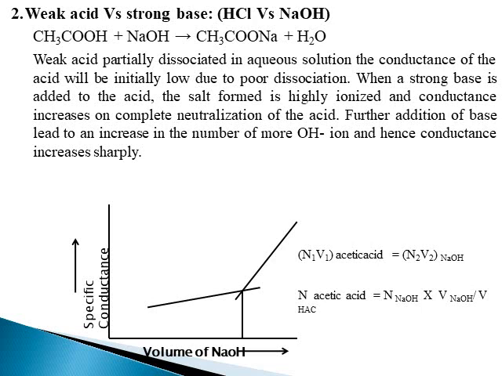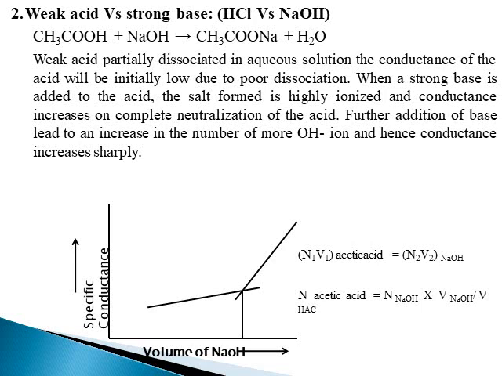After the neutralization, if you further add sodium hydroxide, that sodium hydroxide contains highly mobile OH minus ions, which significantly contribute to the conductance of the solution. When all of the H plus from acetic acid has been consumed, you get another straight line in which you can see the specific conductance value considerably increases. Now the intersection of these two straight lines will give you a point. When you extend that point to the x-axis, you get the volume of NaOH.